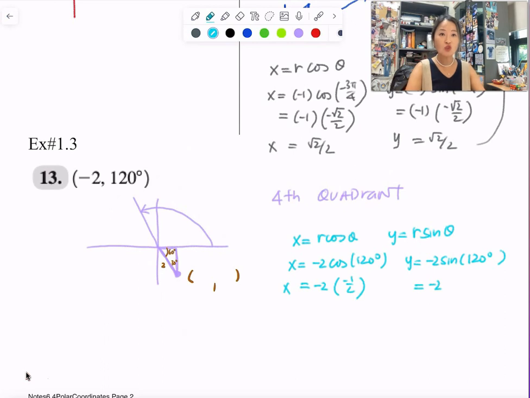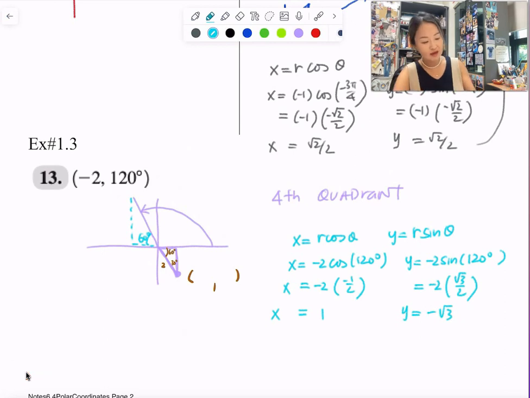What's sine of 120 degrees? You know how it's tall and small? So I'll draw that for you. You know that this is 60, okay? All right, so we got root 3 over 2, but it's positive. So we get x is positive 1 and y is negative root 3. And that's exactly what the rectangular coordinates are, 1 and negative root 3.